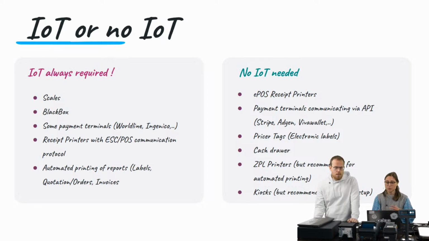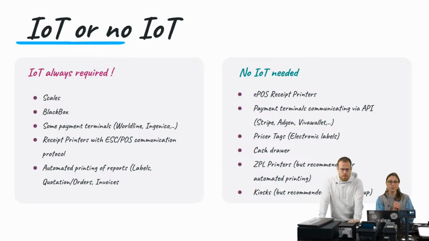Then we also have payment terminals that communicate via API. Odoo has an API as well, so communication protocols are natively compatible. That's why Stripe, Adyen and Viva Wallet can function without an IoT. Pricer tags also work with an API, so there again no IoT is needed. As for the cash drawer, what's important to know is that if you have a printer-compatible port, a cable that you plug into the receipt printer, it's going to function out of the box as well, as long as you have a compatible receipt printer.